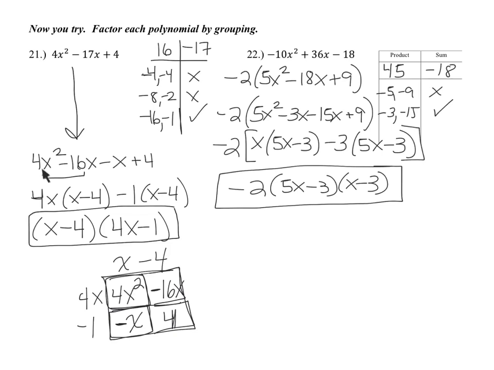Oh, that's what I had here. I had negative 16x and negative x together. This gives me negative 17x, which is what I want. And that's what I had here, right? And then here is my 4, right? So if I'm looking at a box, the first term has to equal that, right?